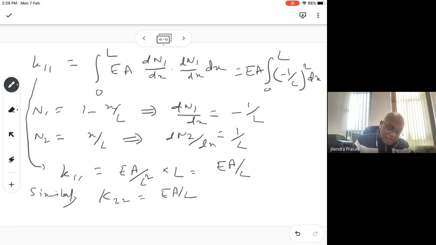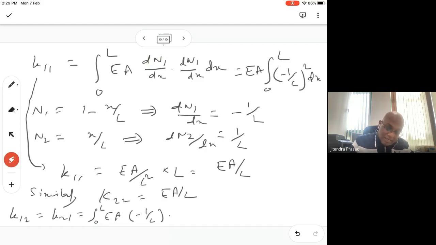K12 you will find is equal to K21, equal to the integral from 0 to L of EA, and dn1/dx, which is minus 1 over L, multiplied by dn2/dx, which is 1 over L, dx.